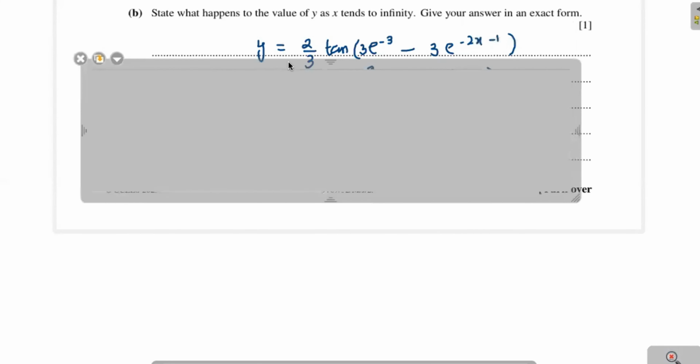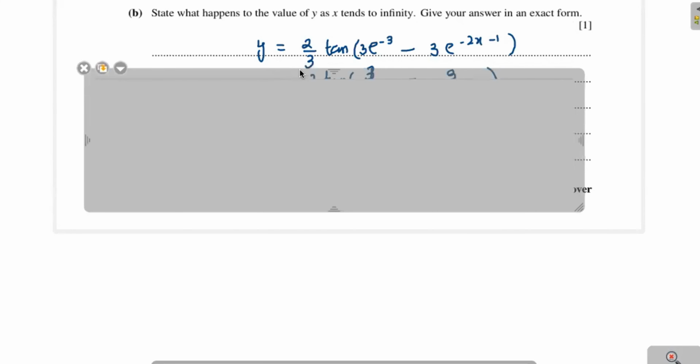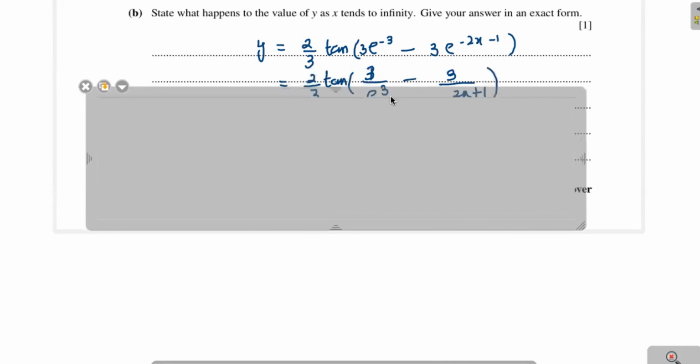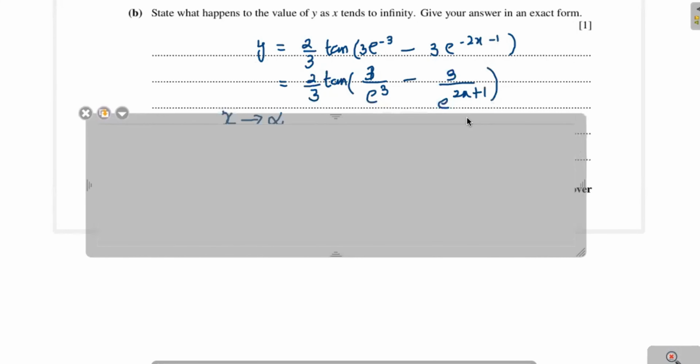You see here, this is the equation: y equals 2/3 tan of 3 into e power minus 3 minus 3 e power minus 2x minus 1. Now, to make the power positive, we shift from numerator to denominator. The power becomes positive. We can write tan of 3 over e power 3 minus 3 over e power 2x plus 1.